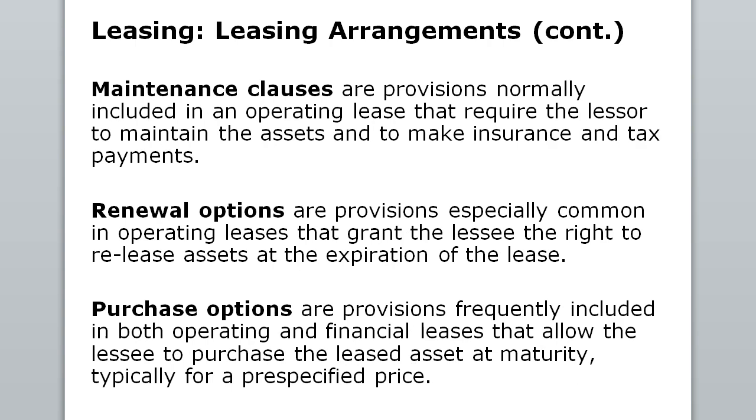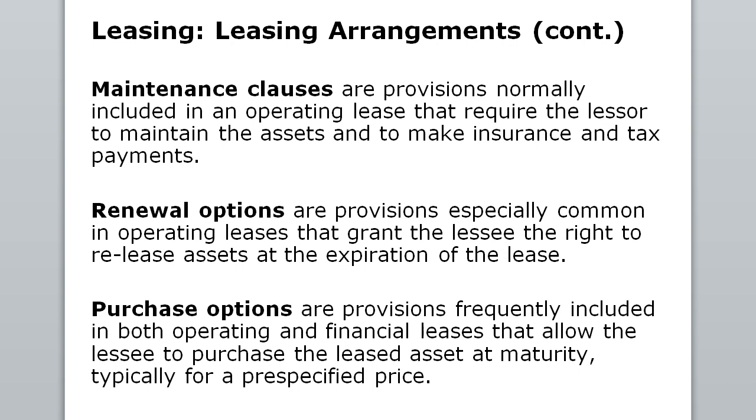Now, a maintenance clause. This is normally included in operating leases, and it requires the lessor, think of the lessor as the landlord, to maintain the asset and to make insurance and tax payments. So in the maintenance clause, the person who owns the asset takes care of making sure that the asset is up to date, fixed and working well, and pays all insurance and tax payments on the asset.